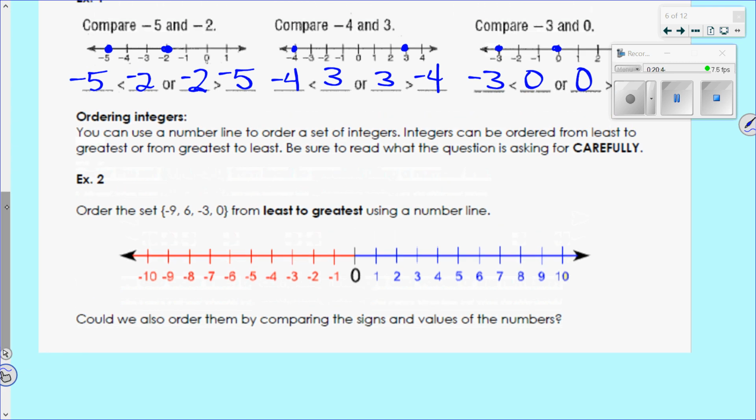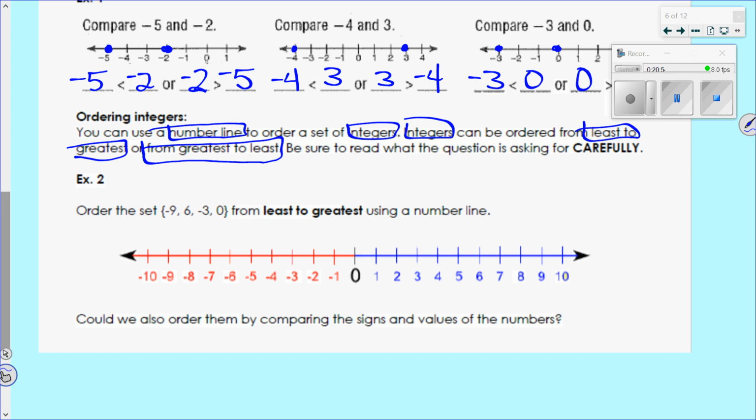You can use a number line to order a set of integers. Integers can be ordered from least to greatest, or from greatest to least. Be sure to read what the question is asking for carefully. Guys, this is the single biggest thing students miss. Because honestly, this isn't really hard. But if you don't read it carefully, you're going to put them in the wrong order. So in this case, we're going least to greatest using the number line.